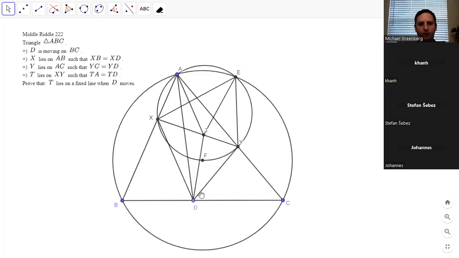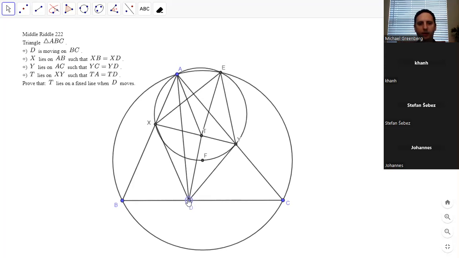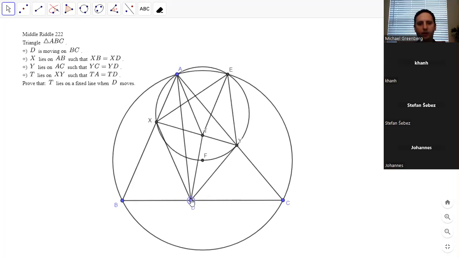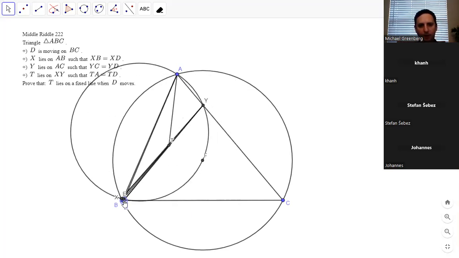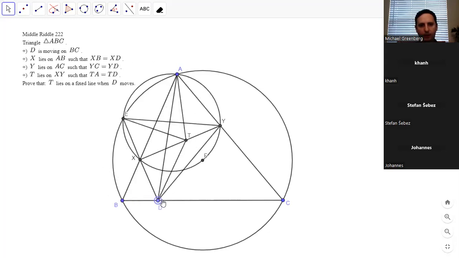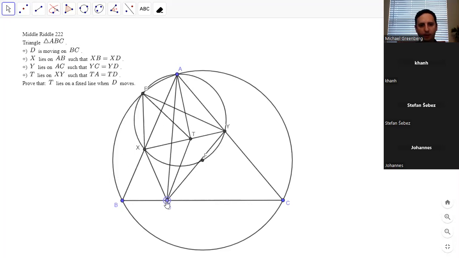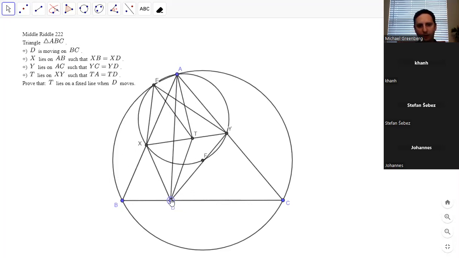So we can kind of figure out what this line has to be, because we could let D equal B and then D equal C, and kind of figure it out from there if we really wanted to. So yeah, I might try that. If D equals B, then we take the perpendicular bisector of BC and try to see where it meets AB and AC.